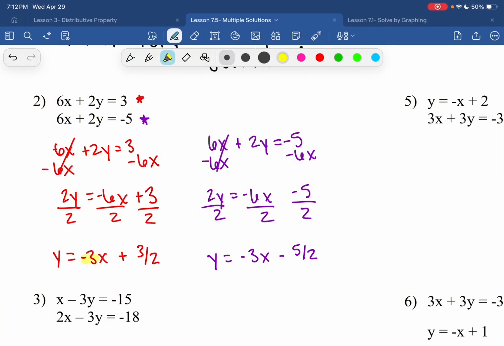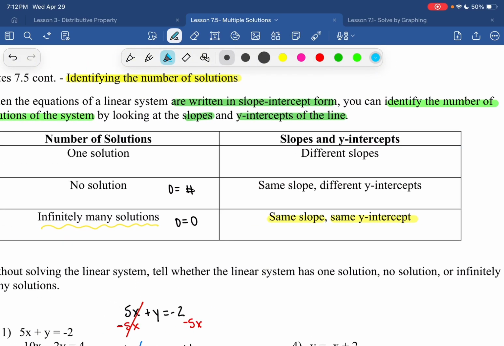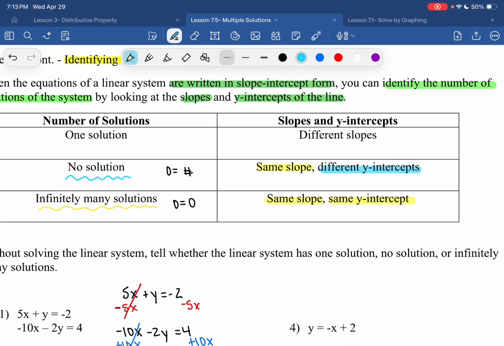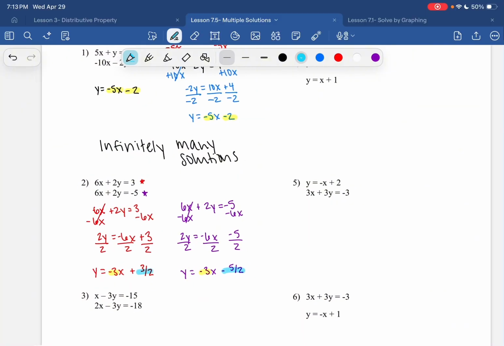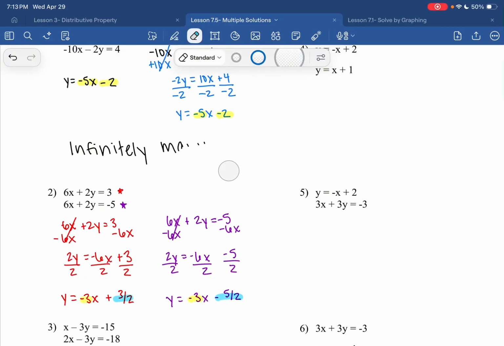Okay, so now I'm going to look. They have the same slope, but it looks like they have different y-intercepts. So if I go up here, if they have the same slope but different y-intercepts, it is no solution. So number 2 has no solution.